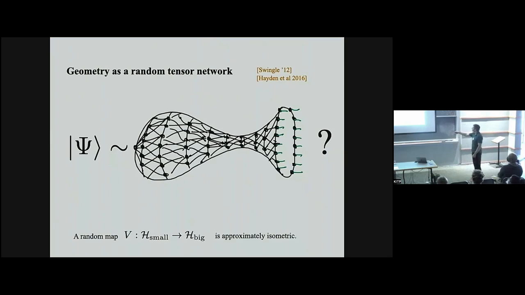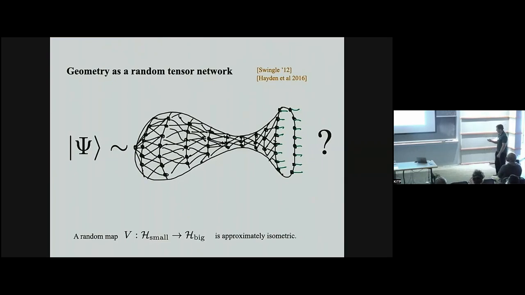Each of these tensors is a particular tensor, and which particular tensor depends on the bulk matter. So you can think of the holographic map V in this setup as being a map from the labels on these tensors to the CFT Hilbert space that lives here at the edge. The little green legs at the edge represent the Hilbert space of the physical theory.